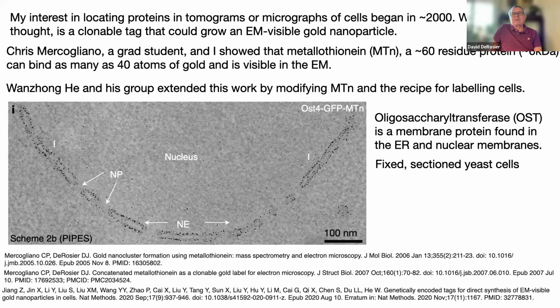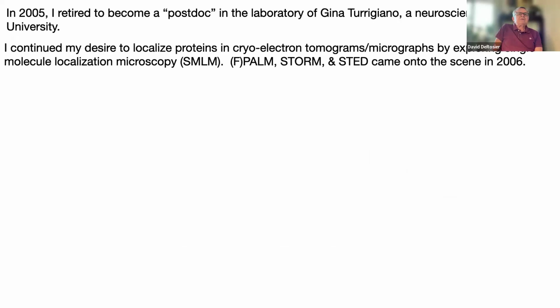This was not really picked up by people in live cells except by Christina Risco, because gold compounds are toxic to cells. In fact, metallothionein is one of the ways that cells have of protecting themselves from gold compounds. So it really hasn't found much use in living cells. In 2005, I retired to become a postdoc in the DeRosier lab.